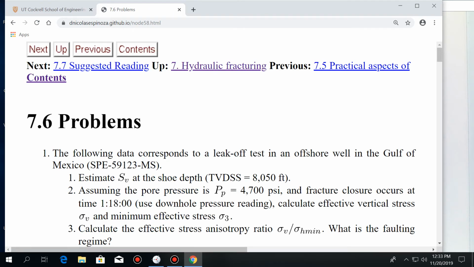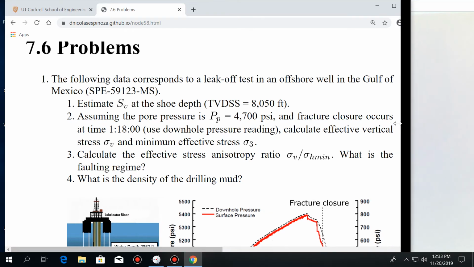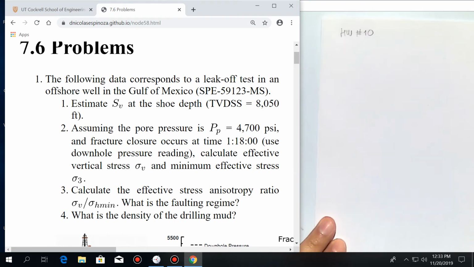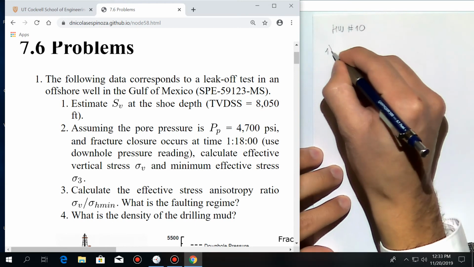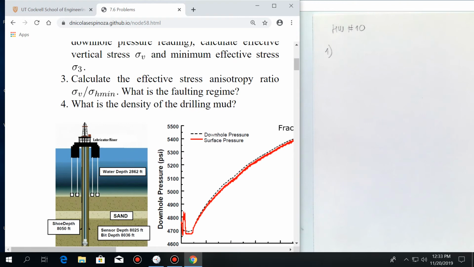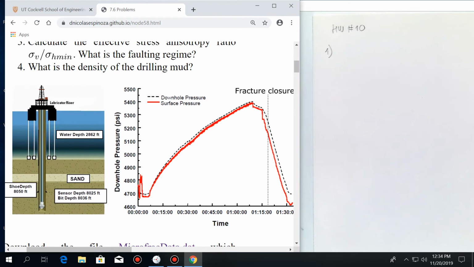All right, so let's see. This is going to be, if I remember correctly, homework number 10. I'm going to walk you through the problems. Number 1 is about a leak-off test. Here you have the data from the leak-off test, and here you have the conditions in which the real leak-off test was done.